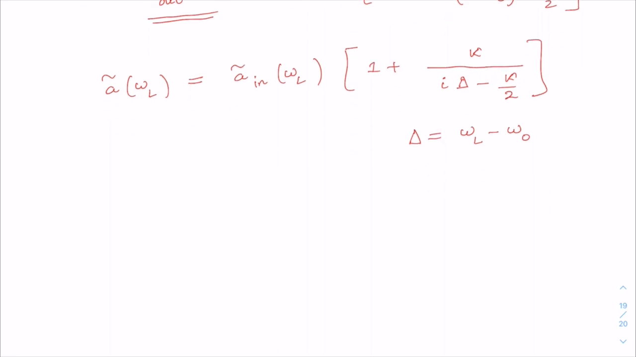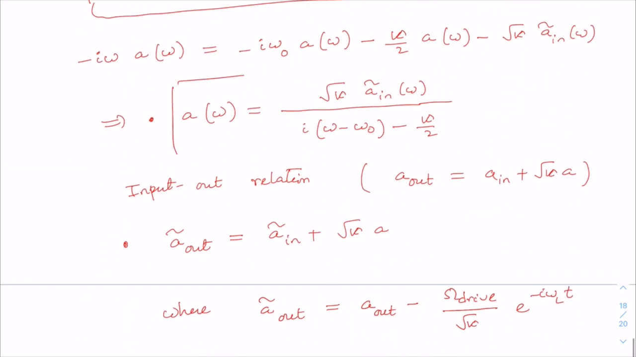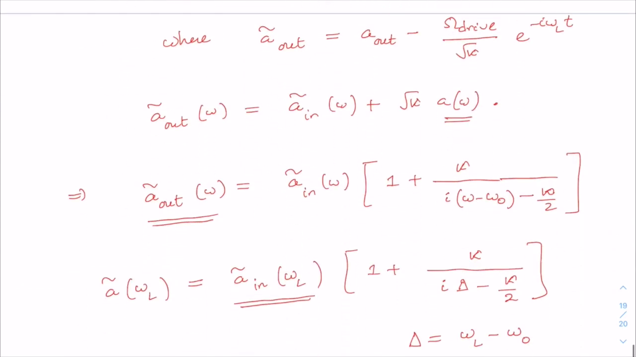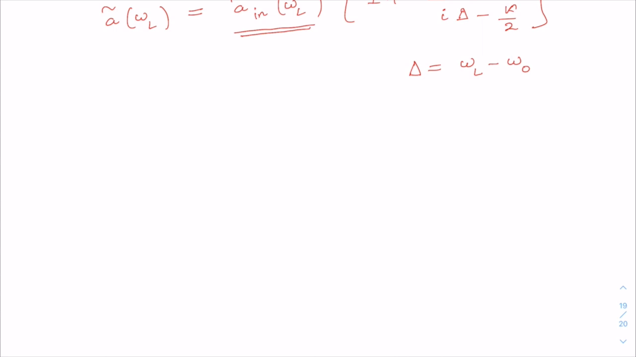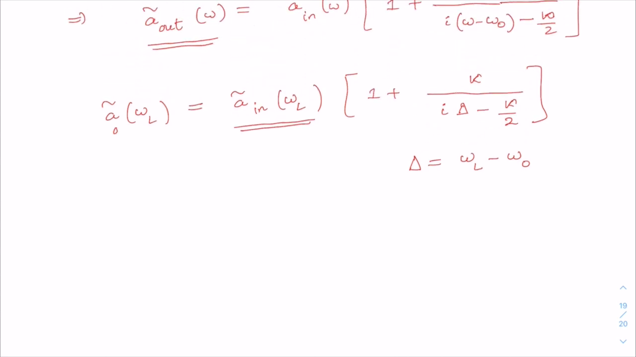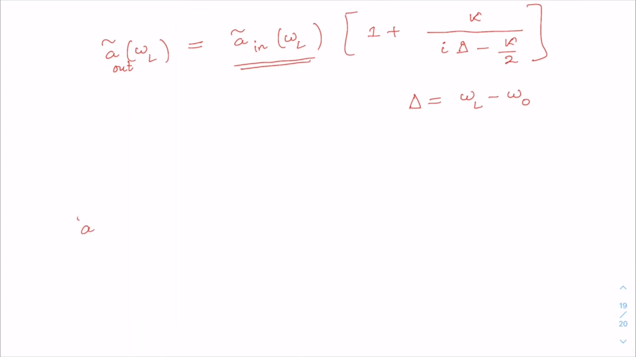Again, we can write this Ã_in at ω_L in terms of A of ω, because we have this expression. From here I can write it in terms of A of ω, and if I put it there, I will get an expression for Ã_out. It's very simple to work out, just a few steps, and you will get it as A of ω_L divided by the square root of κ, times (iΔ + κ/2).